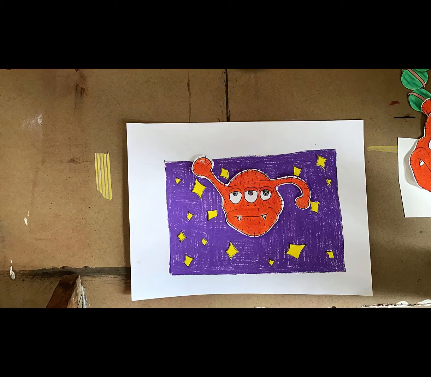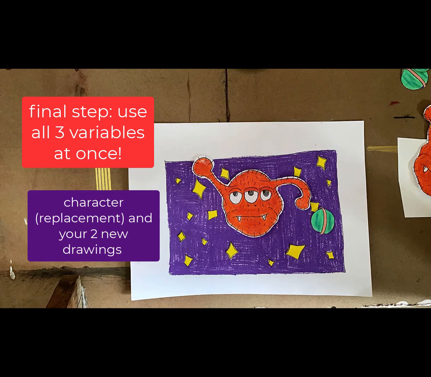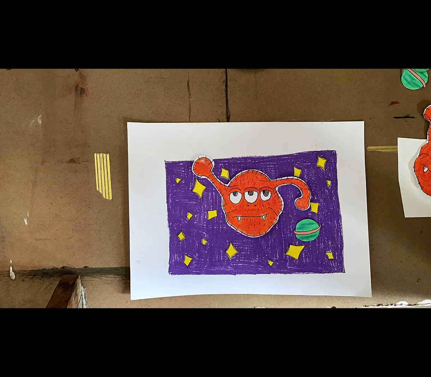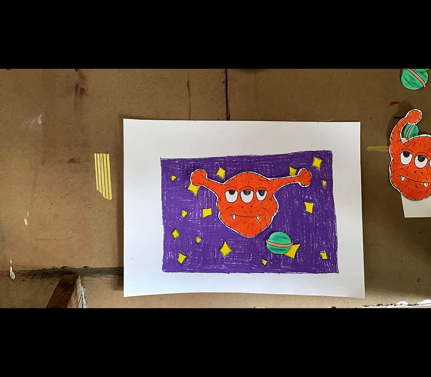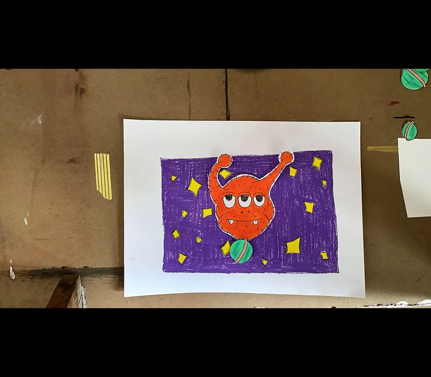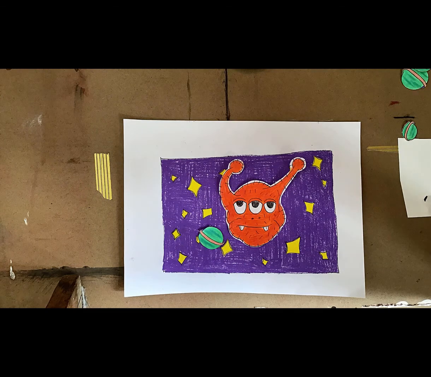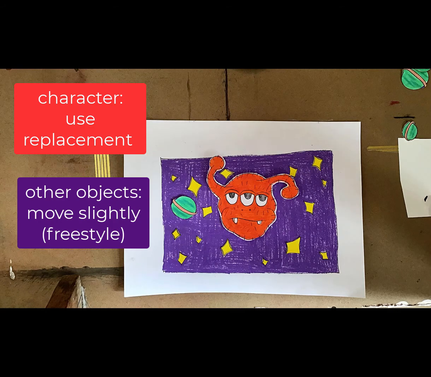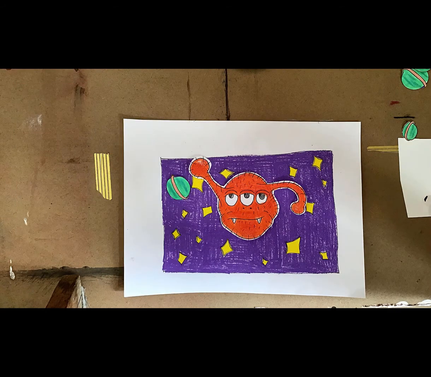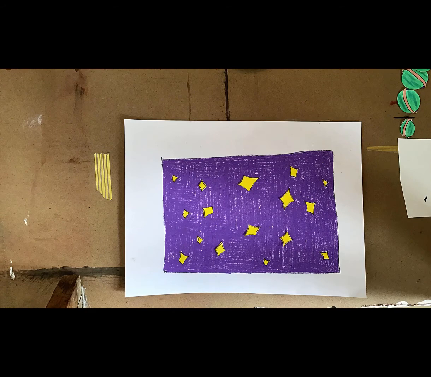Now we're going to reintroduce our character and the other object that you've added in that's new. For this animation, I'm just slightly moving my planet each time I take a photo and using my replacement technique to animate my character. I'm replacing my alien each time I take a photo and moving my planet each time I take a photo. This is new because previously we've only used the replacement technique. Right now, we're using the replacement technique for our character and just slightly moving the other object that's in our animation.